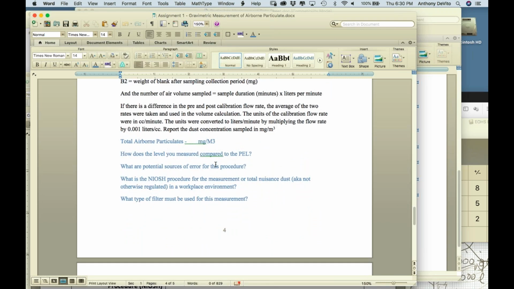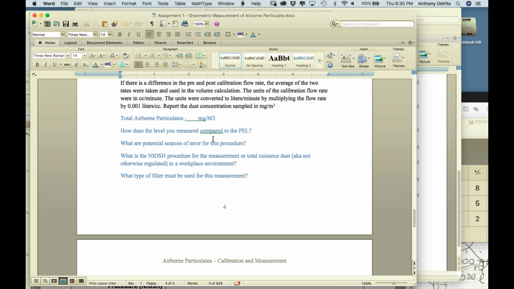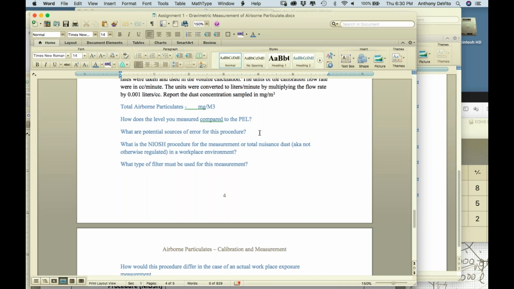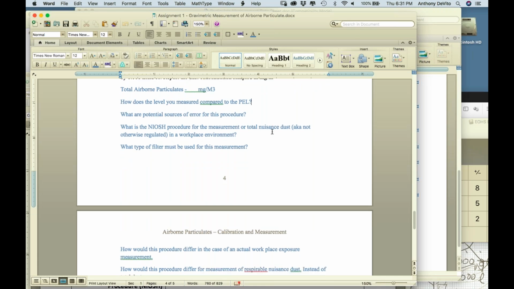What's the total airborne particulates? What level? How does this level compare to the PEL? I know that it's not worker sampling, but just in general, a lot of times you'll do area monitoring because you want to have an idea of whether you really need to do individual worker sampling. If the levels are so low, even in the worst case, that you're not anywhere near the PEL, you might not bother to do worker sampling to demonstrate the worker is not exposed over the PEL.